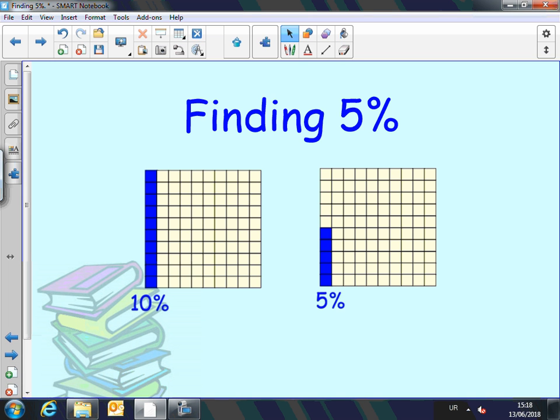Finding 5%. So on the board on the left-hand side, this displays 10%, so it's 10 boxes out of the 100 that are shaded blue. On the right-hand side, 5%. 5 of the boxes out of the 100 is shaded blue. And as you can see, 5% is actually just half of what 10% is. So to find half of something, we divide by 2.